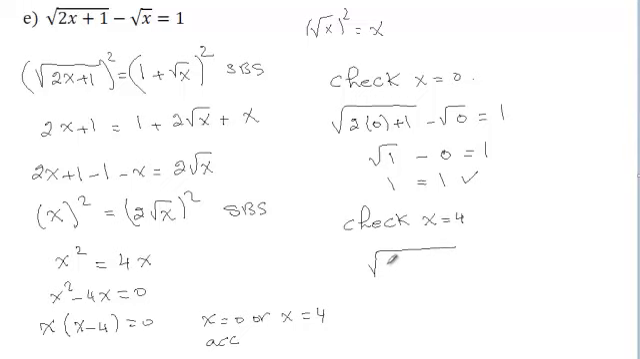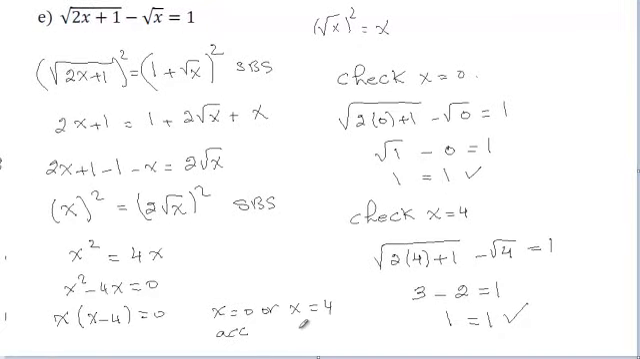Let's also check x = 4. √(2(4) + 1) − √4 = 1. We put 4 instead of x. 2 times 4 is 8, plus 1 is 9, √9 is 3, minus √4 is 2, equals 1. So 1 is equal to 1. Also true. Good. So both of them are accepted. So we can say that we have no extraneous solution, because all the solutions we got are accepted.